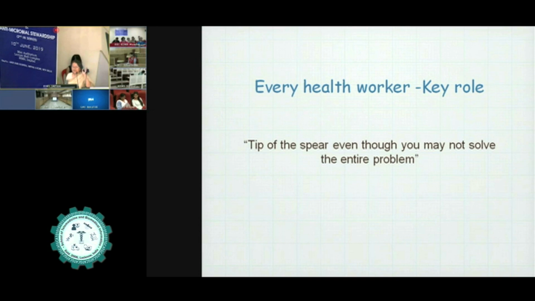We may think that I can't do this alone. But please consider yourself, and I consider myself, to be the tip of the spear. Because the tip of the spear decides the whole action of that spear. How it will go, what will be the depth, and at what angle it goes, so many things are decided by the tip of the spear. And each one of us is the tip of the spear. Because we may not solve the entire problem, but remember, we can do a lot.